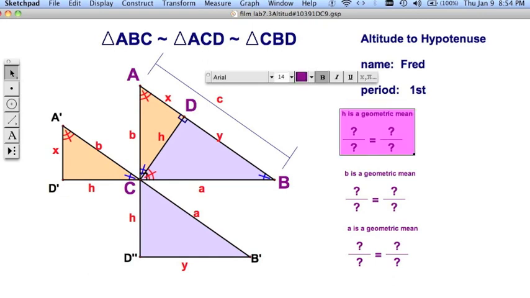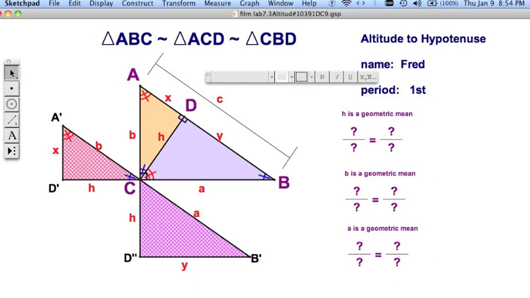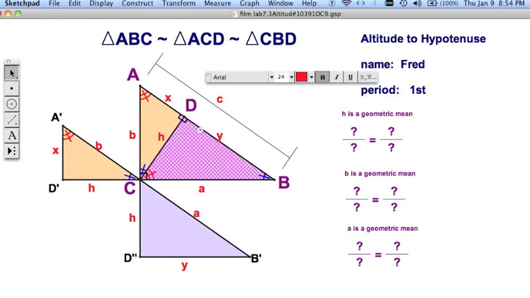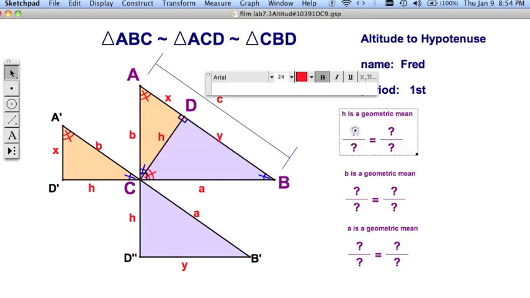Now that would be 7.6. H is the geometric mean. Now let's look at it over here. X is to H as H is to Y, using these two similar triangles right here. Of course, if we fold them all up, it looks like this. X is to H as H is to Y. There you go. Got it laid in there for you.